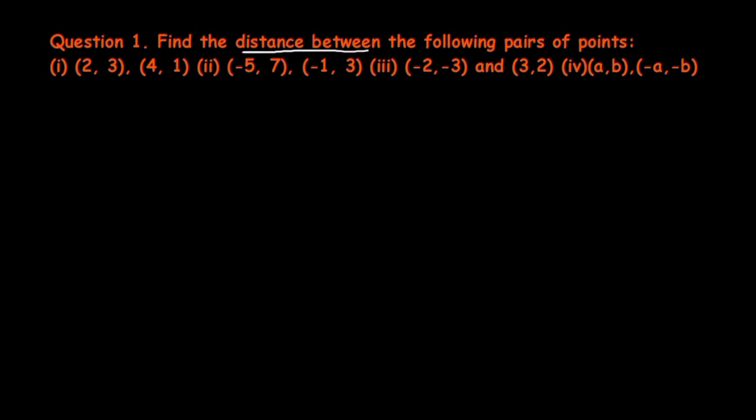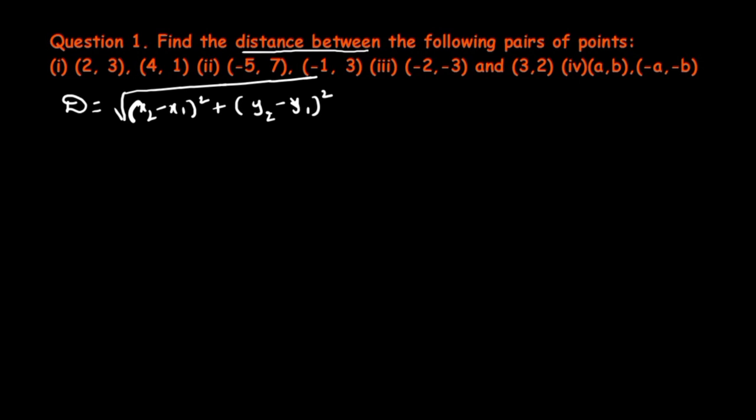So the distance between two points formula is root of x2 minus x1 whole square plus y2 minus y1 whole square. You can also take root of x1 minus x2 whole square plus y1 minus y2 whole square. Either formula you can use, and you will get the same result.